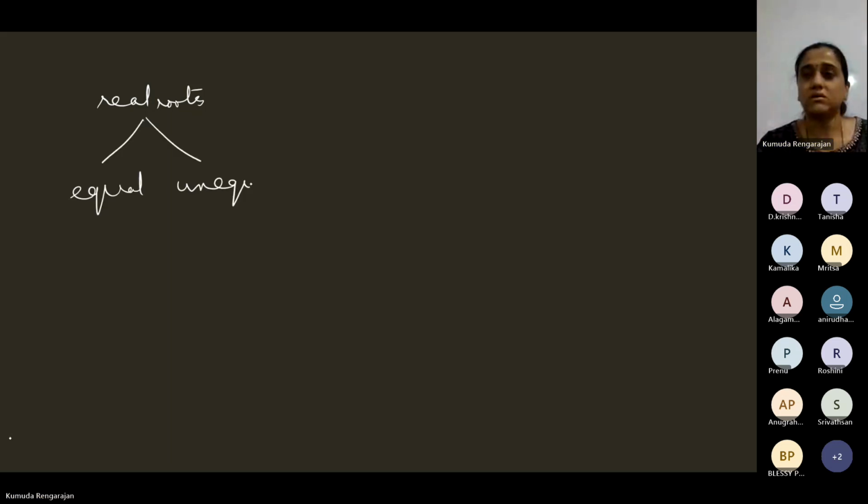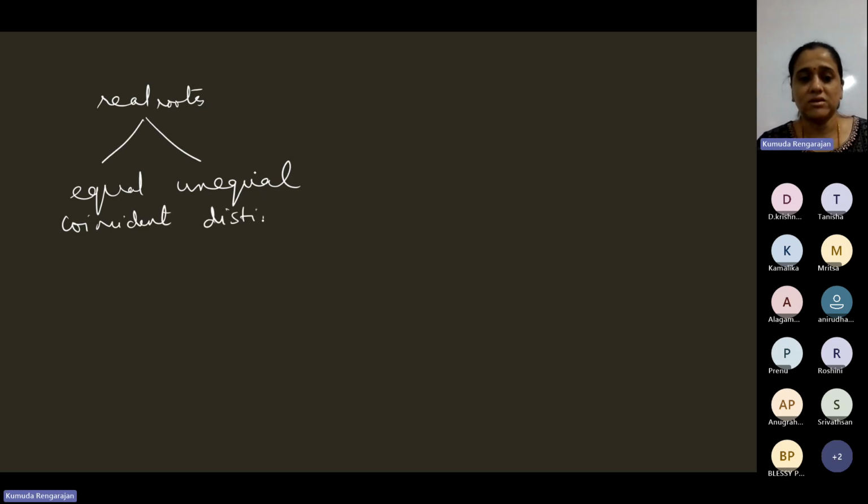When we say a quadratic equation has real roots, you will have a question. Real roots, okay, but are the real roots equal or unequal? There's a question after that. What's the other word for equal? Coincident roots. The other word for unequal, distinct roots.